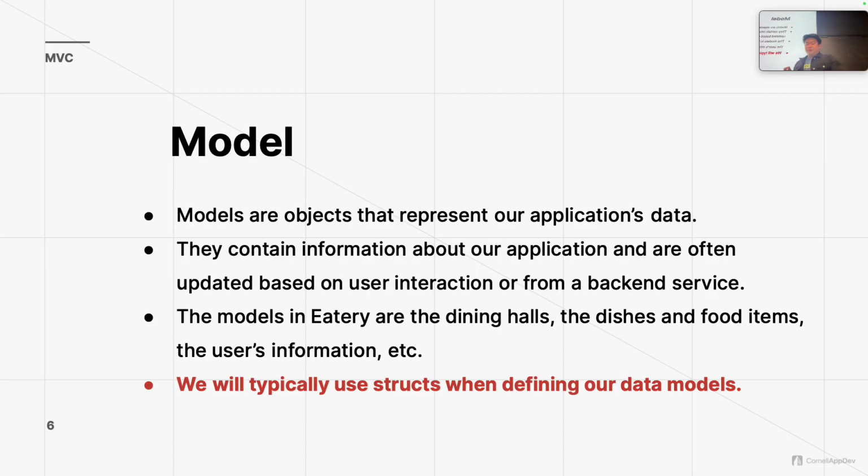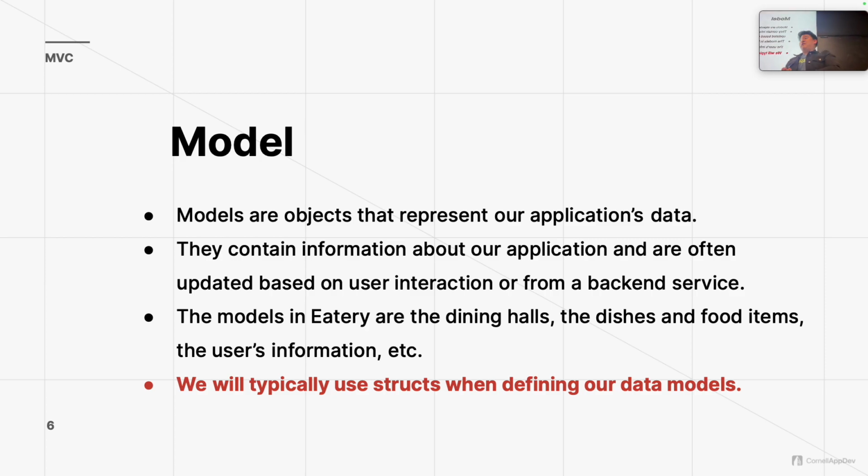Okay, so MVC stands for model view controller, and the first of which is model. The models are the objects that represent our application's data. They're the main information in our app. They contain information about our application, and they're often updated based on user interaction or from a backend API. For example, some of the models you might encounter in Eatery would be the dining halls, the dishes, food items, as well as the user information.